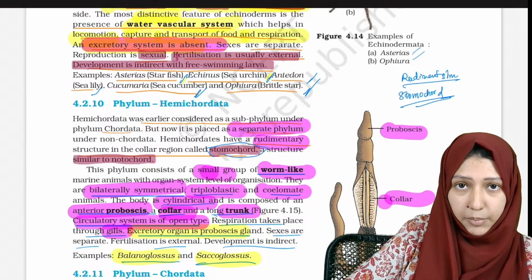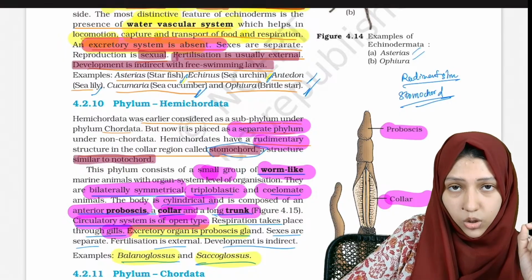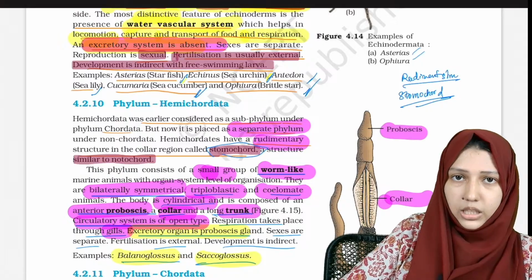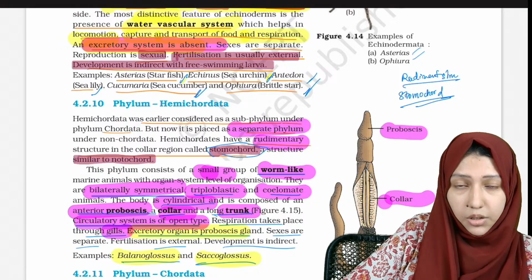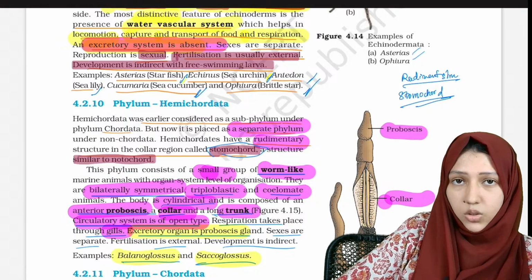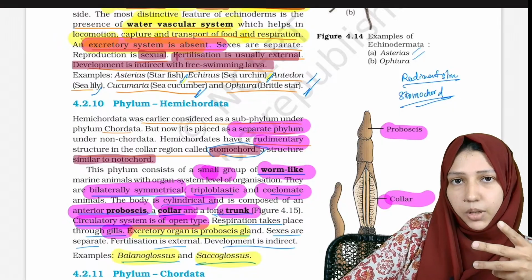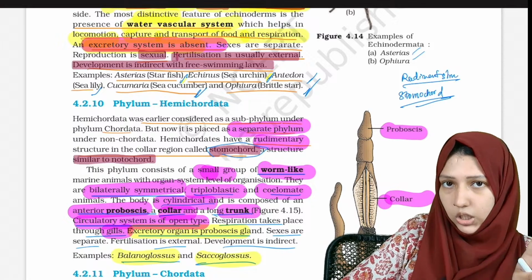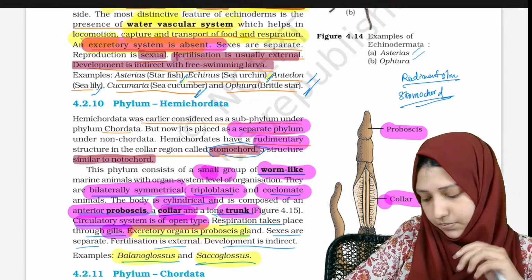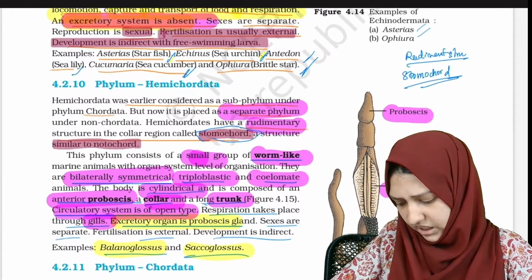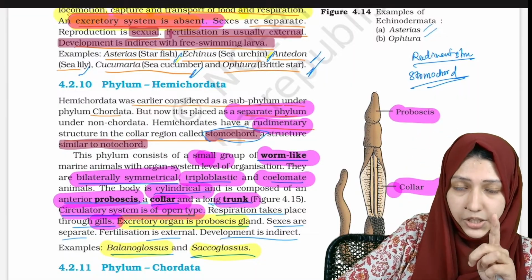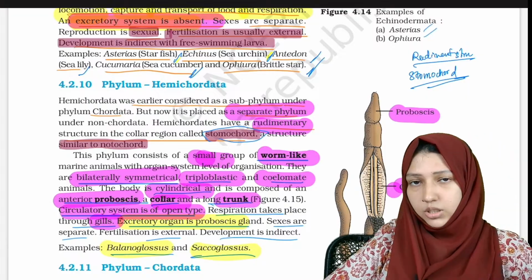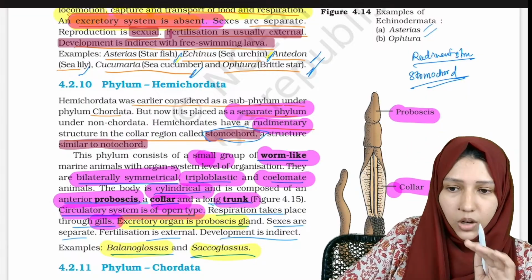Okay, why are they Hemichordata? They are having a structure similar to notochord, which is known as stomochord. Okay, stomochord, but it is rudimentary. And what are the 3 parts of Hemichordata? It is anterior proboscis, then the collar region and the trunk. Proboscis, collar and trunk. Okay, circulatory system is of open type. Okay, and what are the examples? Balanoglossus and Saccoglossus. So this was all about today's class.